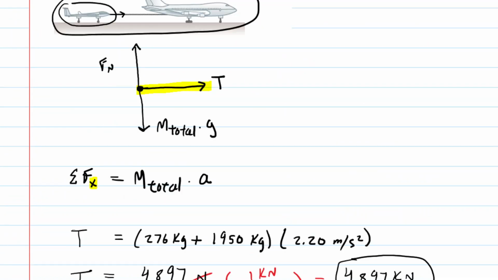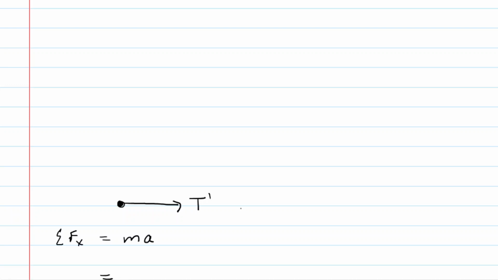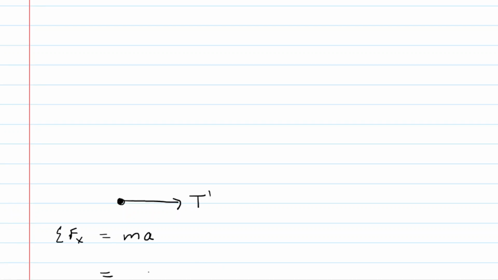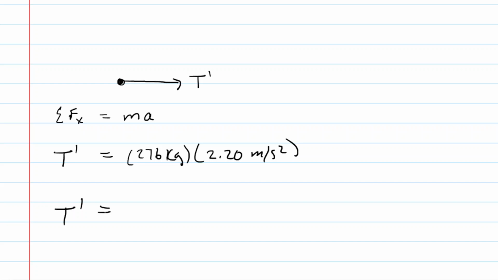Let's recall that the mass of the glider was 276 kilograms. So we're going to plug that in. So we're going to take 276 kilograms, and then the acceleration, again, of this glider was 2.2 meters per second squared. The only force acting in the x direction is that tension. So let's go ahead and pick up our calculators and compute the right-hand side. And when we do that, we can see that the tension pulling the glider along is approximately 607 newtons. And this would be the correct answer to part B.